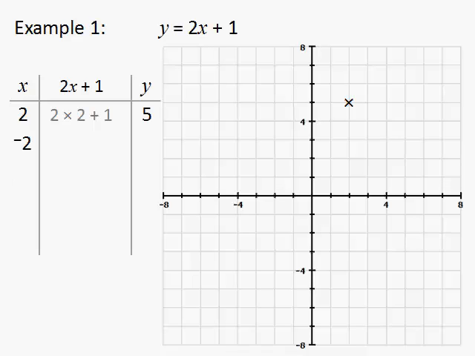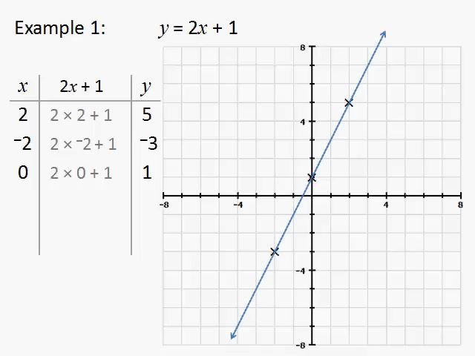Take another point. Let's take minus 2. 2 times minus 2 plus 1 is minus 3. So we plot the point minus 2 across, minus 3 up. And just for safety's sake, we'll take a third point. We'll take 0 because that makes our calculation easy. 2 times 0 plus 1 is 1. And we plot our third point. Now we have 3 points and we can connect them up with a line.